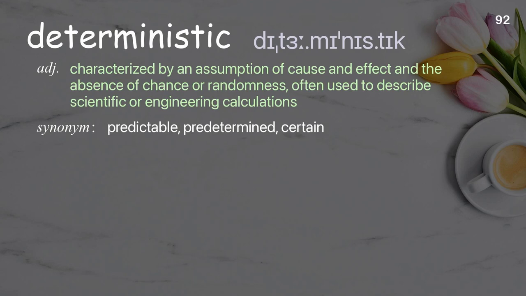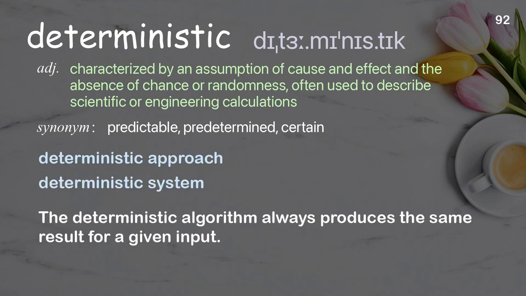Deterministic. Characterized by an assumption of cause and effect and the absence of chance or randomness, often used to describe scientific or engineering calculations. Examples: deterministic approach, deterministic system. The deterministic algorithm always produces the same result for a given input.